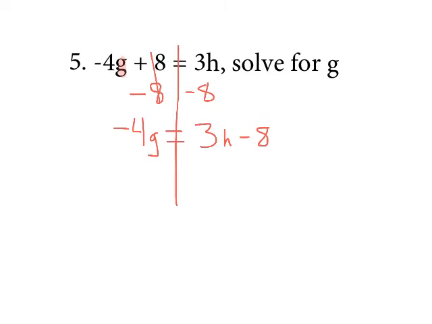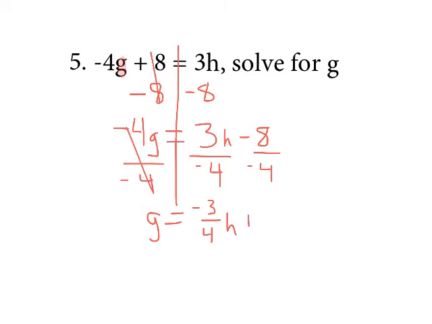Okay, now my last step to get g by itself, since that's negative 4 times g, is divide by negative 4 on every piece. Okay, I have g equals 3 divided by negative 4 is negative 3/4 h. And then negative 8 divided by negative 4 is positive 2. Okay, any questions there? All right, lastly, number 6.